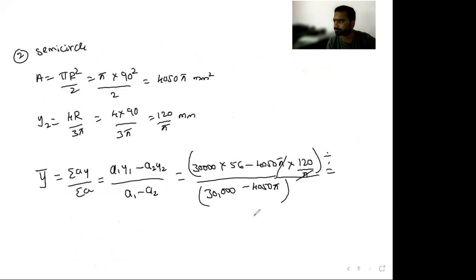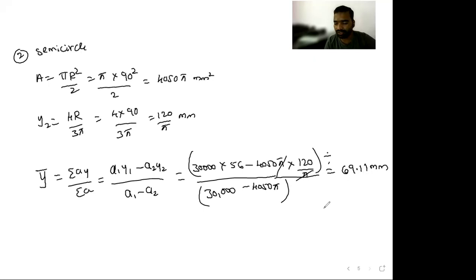In the calculator, you can get the answer within one slot. 30,000 into 56 minus 4050 into 120. 69.11. Yes, correct. 69.11. Yes, very good. 69.11.